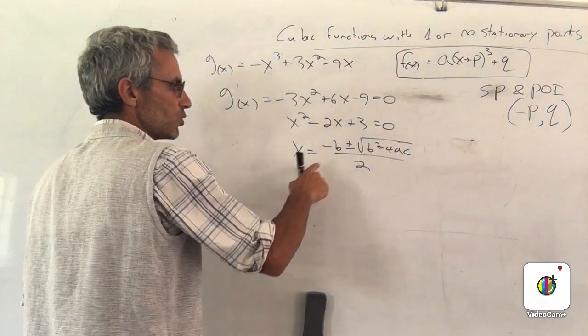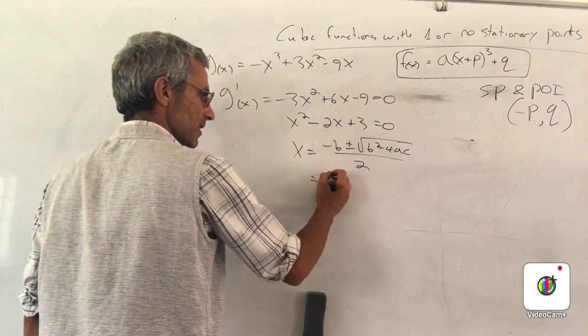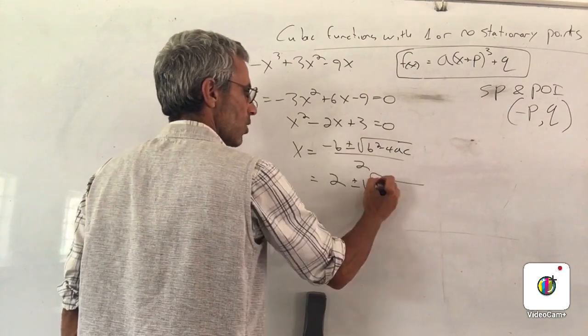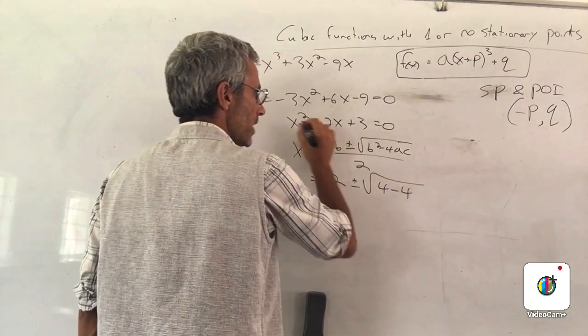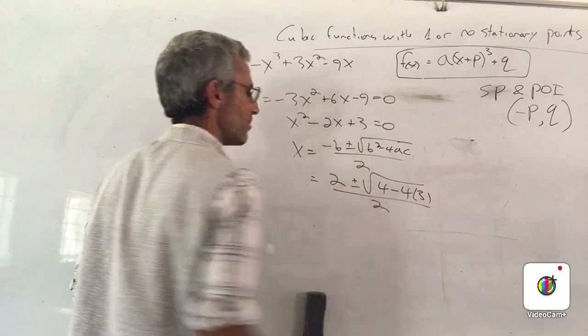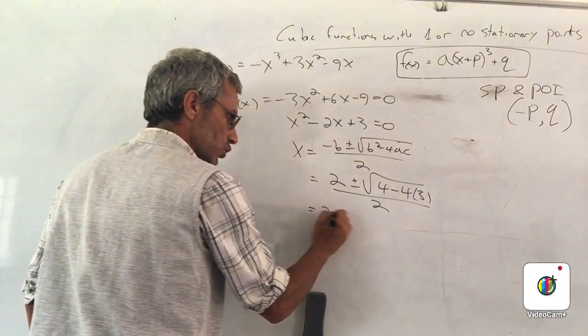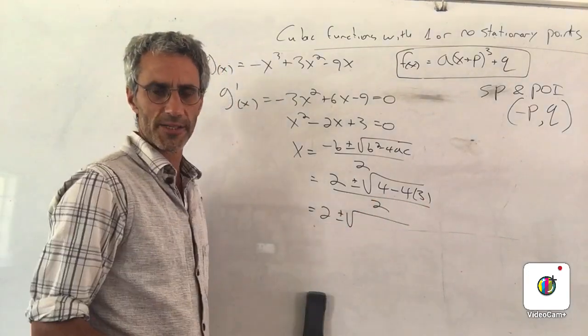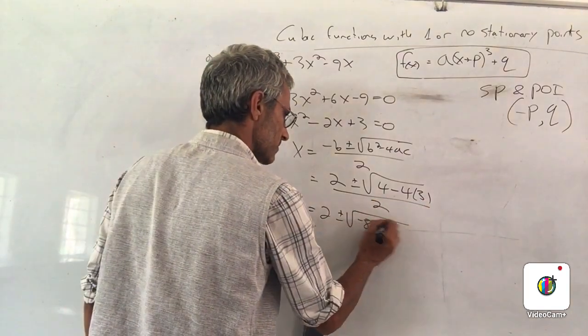In other words, equal to minus b, that means minus minus 2 is plus 2, plus or minus the square root of b squared, that would be 4, minus 4a times 3. Okay? And all that divided by 2. So what we get is 2 plus or minus the square root of what? What is 4 minus 4 times 3? It's 4 minus 12. It's minus 8.